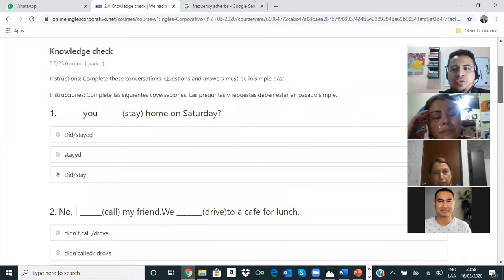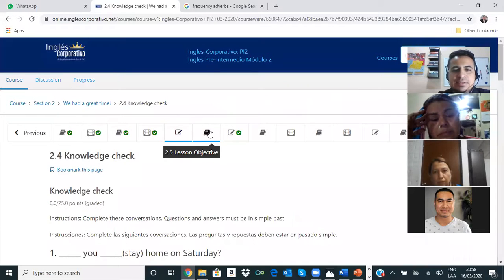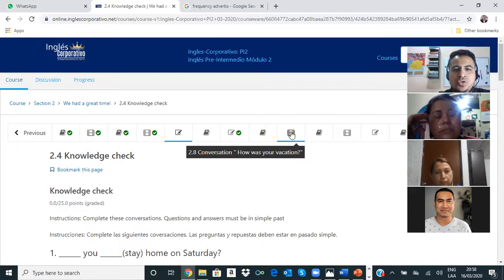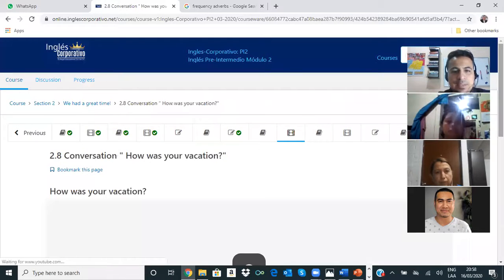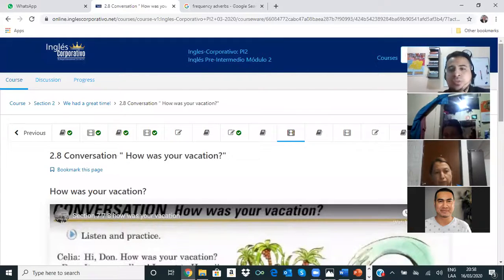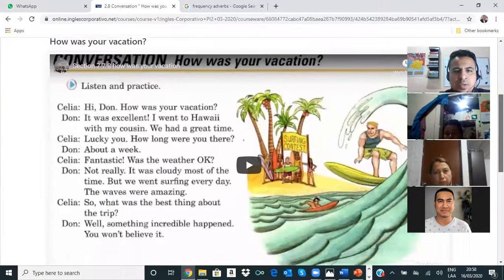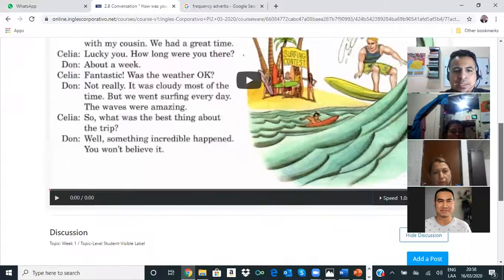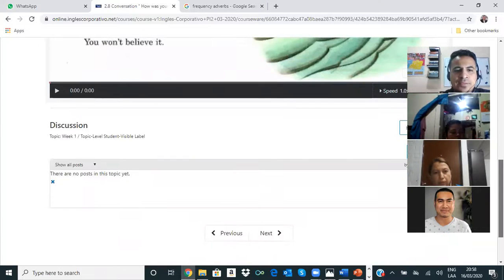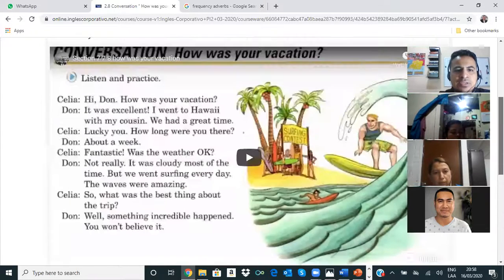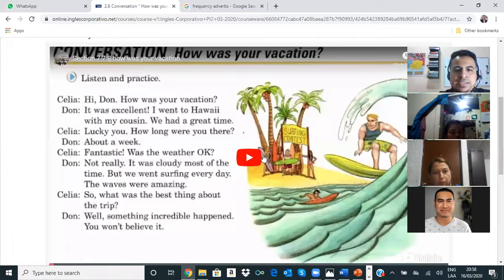So you have to complete this lesson. Let's see what else. 2.7. Let's go to 2.8. No tengo mucho tiempo, pero se la voy a dejar para tarea. 2.8. Okay, discussion. And let's listen to it.